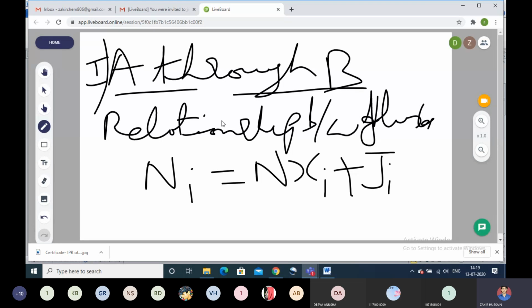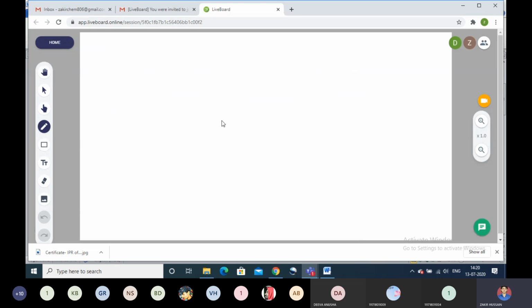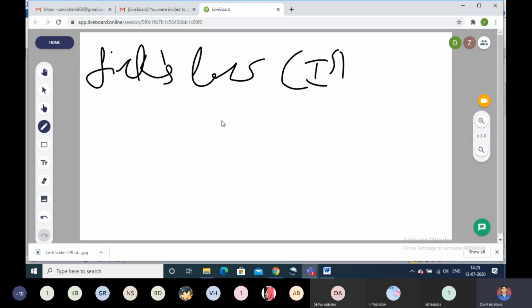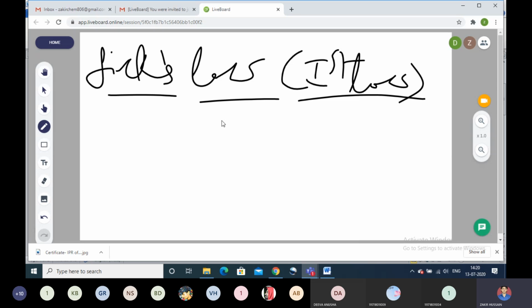This formula is very important in your further courses. Next is Fick's first law of diffusion. These two formulas we use frequently. Fick's second law is a big derivation which they will ask separately, but Fick's first law and the relationship between fluxes are frequently used in this course to derive further equations.